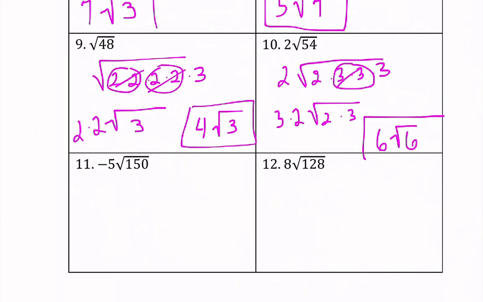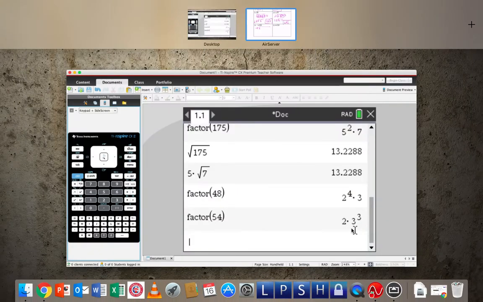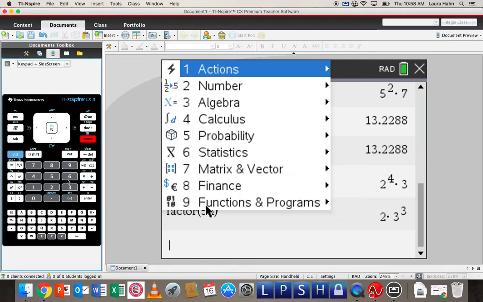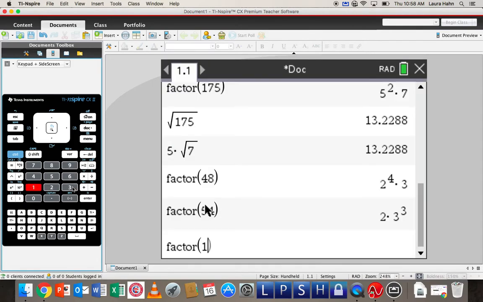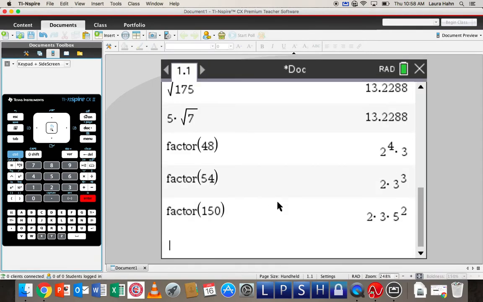Okay, so we already have a negative 5 out front. And then I'm going to factor and break down 150. Menu, number, factor, 150. So I want a single 2, a single 3, and two 5s.